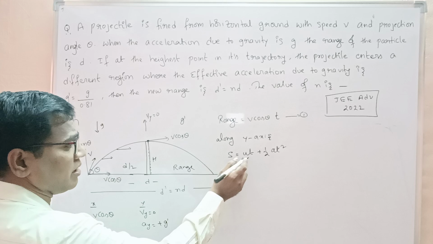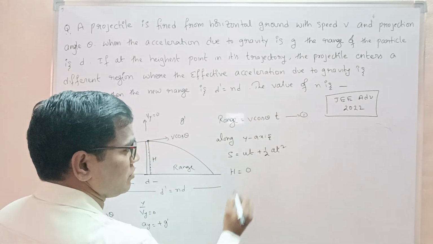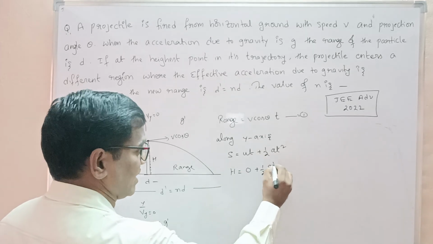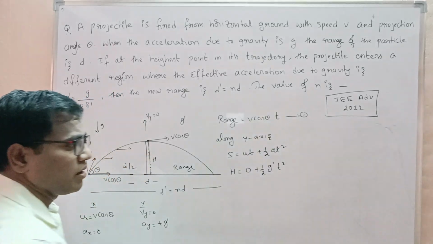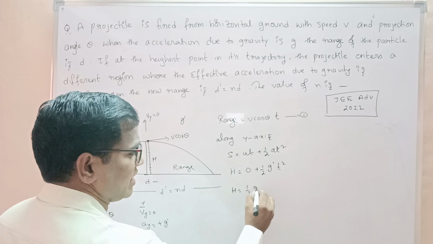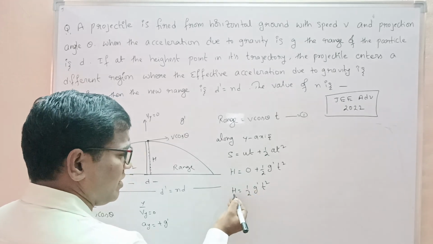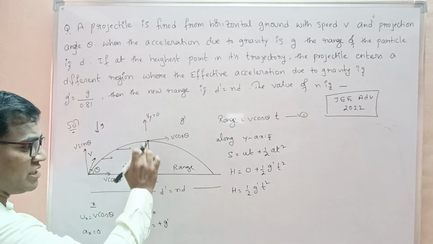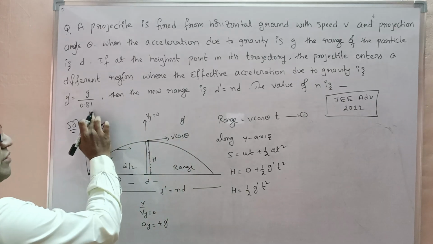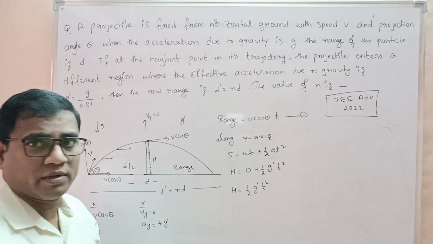Along the y axis the velocity will be 0, so that whole component becomes 0, plus half g dash t square. I will write h is equal to half g dash t square. Here h is the maximum height and g dash is the acceleration due to gravity, which is given. So I will substitute and we will get the value of time.